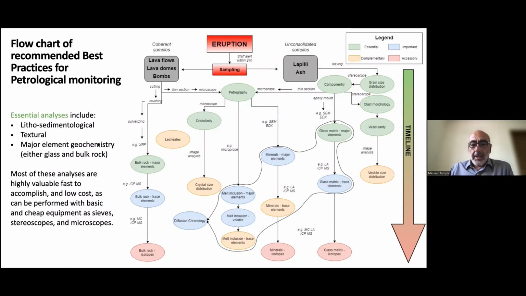You can see here that diffusion chronology, which is here, we cannot put in one place, because it depends on several analyses. You should have glass matrix, or you should also have trace elements, in some cases major elements, or minerals, trace element, mineral, melt inclusion in case you do diffusion of volatile, and so on. So all these black lines go into diffusion chronology.